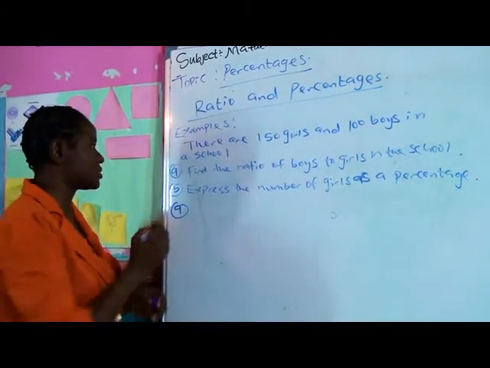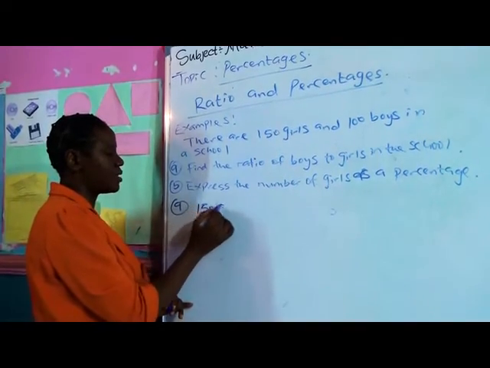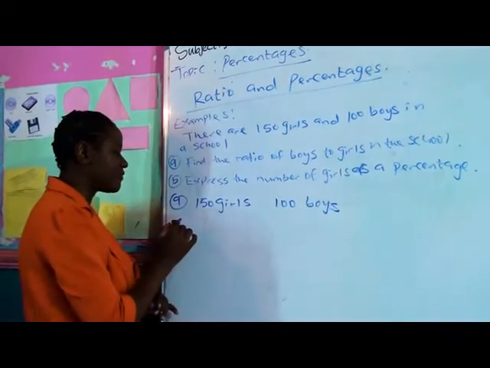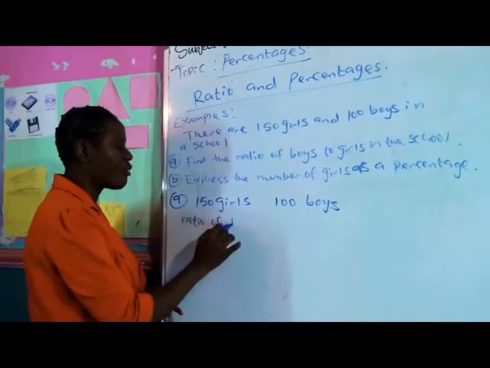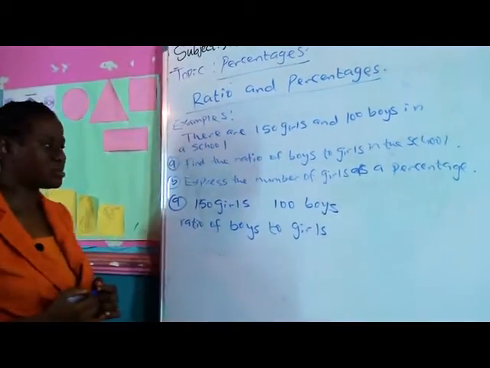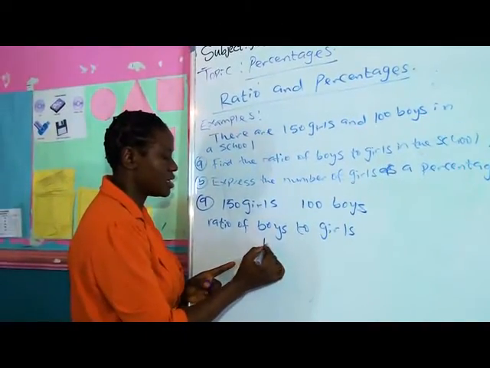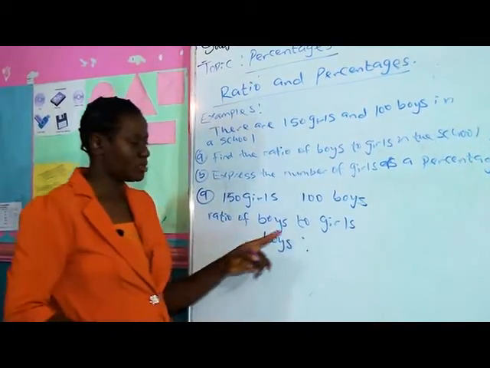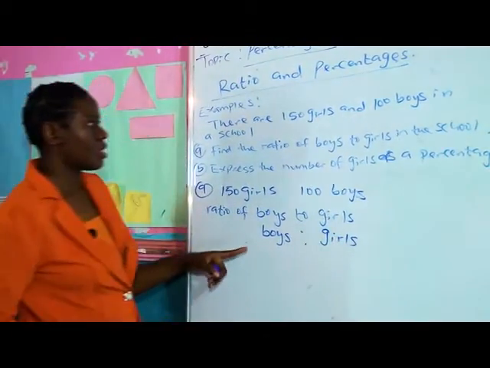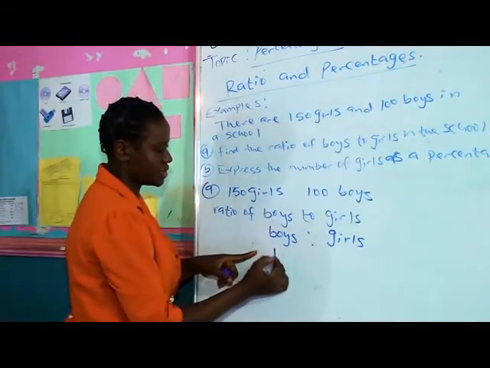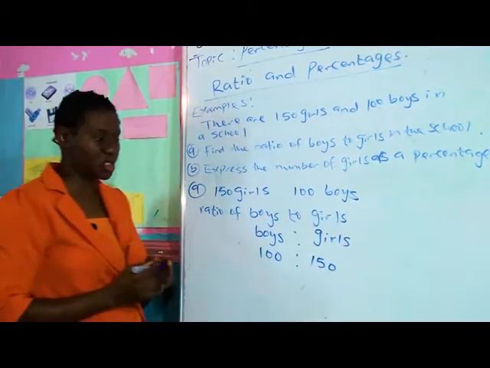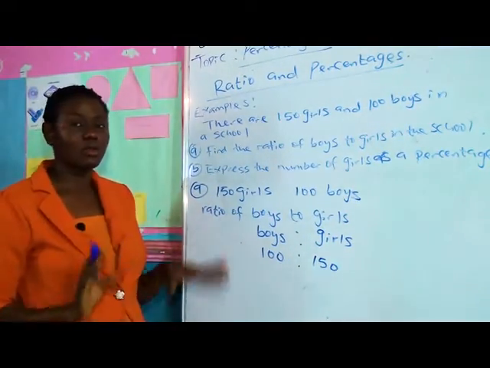Ratio of boys to girls. In the school we're told there are 150 girls and 100 boys. But we are asked for the ratio of boys to girls. So we introduce a symbol, boys ratio girls. This is the ratio sign. The boys are 100 and the girls are 150. So this is the ratio, but we need to reduce this to the lowest term.